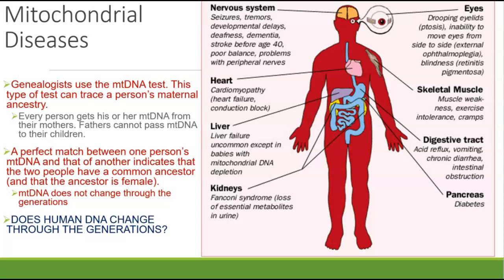Does human DNA change through the generations? Absolutely. When we have meiosis taking place, the recombination of gamete DNA from the egg and the sperm, there's a lot of genetic variation that occurs every time gametes are produced to produce a new human. So human DNA, even though we have the A's and the C's and the T's and the G's, there's going to be a mix-up or genetic variation happening from one generation to the next. But this does not happen with mitochondrial DNA.